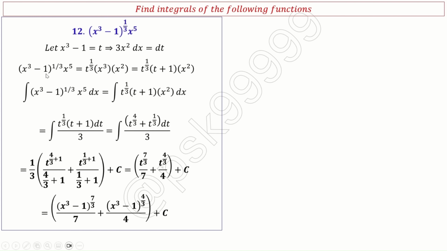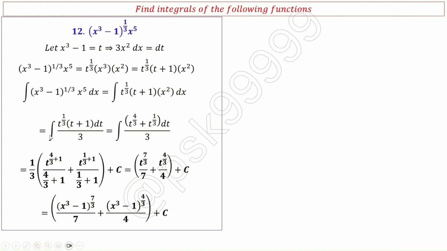So my x cube minus 1 whole to the power of 1 by 3 into x to the power of 5 will become, okay, this is nothing but t, I already know. So t to the power of 1 by 3 into x cube into x square. Okay. So t to the power of 1 by 3 into t plus 1, x cube is nothing but t plus 1. Okay, into x square. I'll leave the x square as is because x square dx I can replace with the dt, correct? So my integration will become t to the power of 1 by 3 into t plus 1 into x square dx. Okay, and x square dx is nothing but dt by 3.